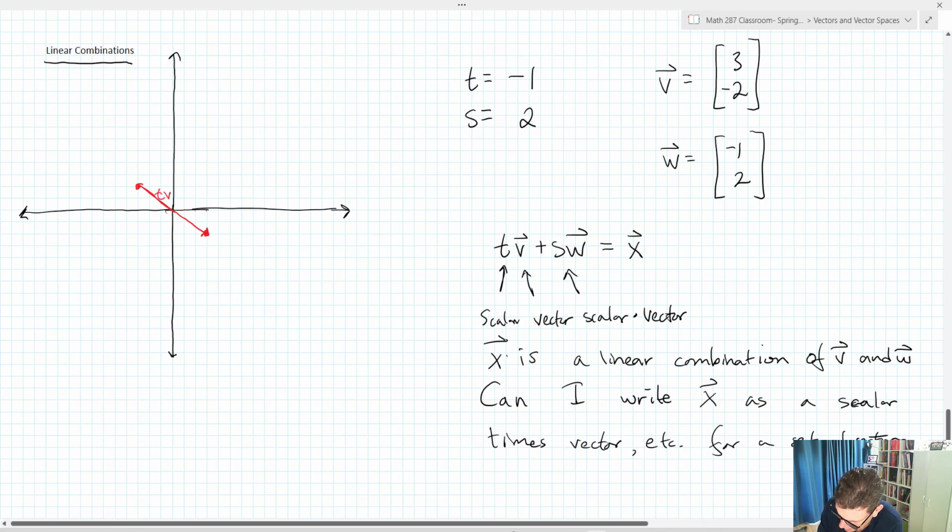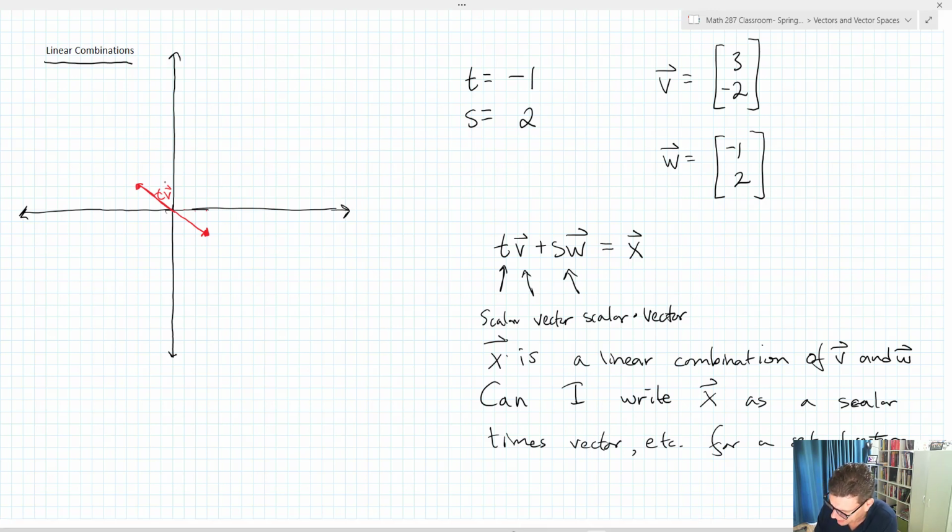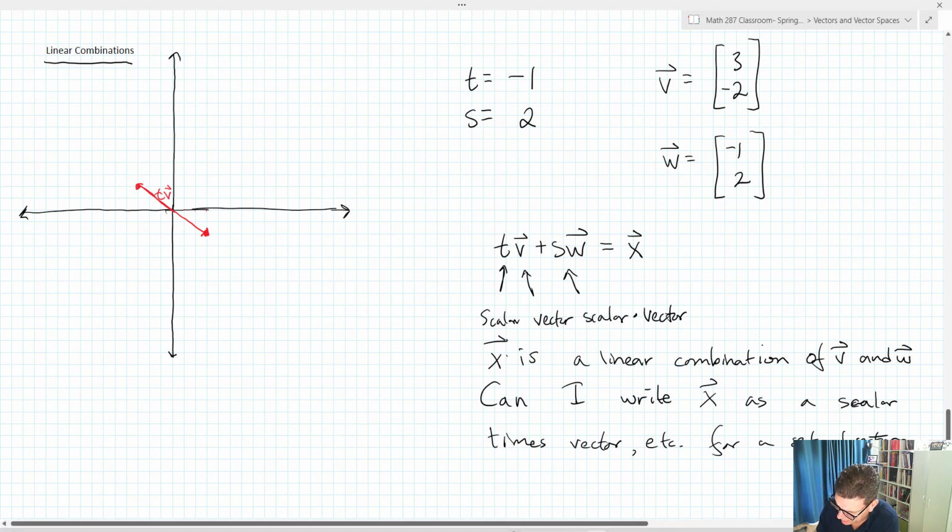There's TV. And now we have SW, so we're going to add to it SW. W is negative 1, 2. So negative 1, 2. There's that vector. We're going to draw it tip to tail because we're adding SW. So there's W, and then we're going to multiply it by 2, so we're going to take 2 of those. And there we go.